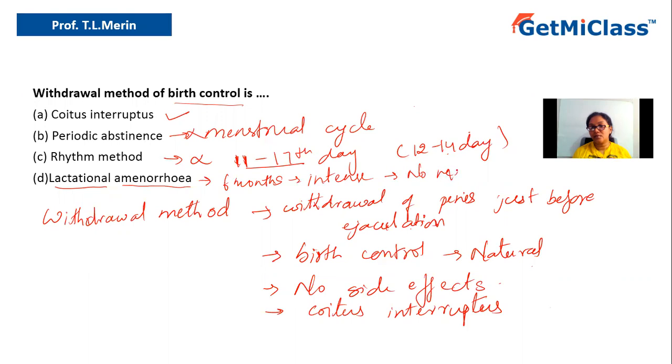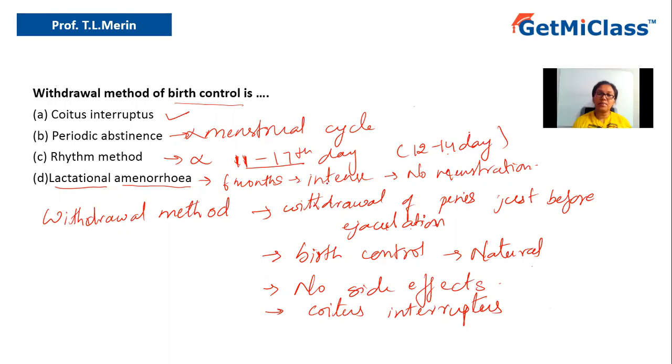So there will be no menstruation, no ovulation, and hence no pregnancy. But that is nowhere related to the withdrawal method. It is another type of method which has to be followed with respect to the females. But the withdrawal method is followed with respect to the males.